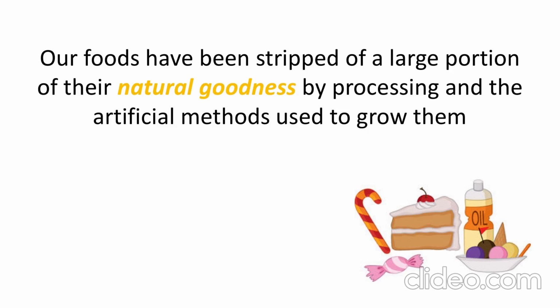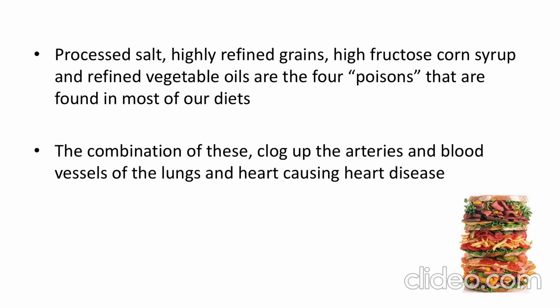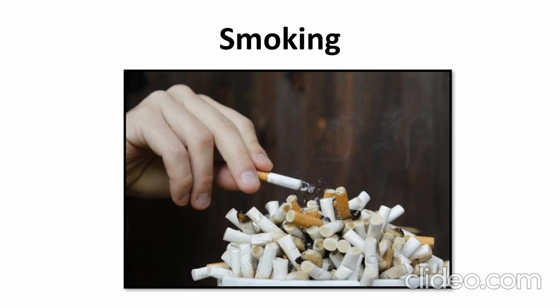Processed salt, highly refined grains, high fructose corn syrup, and refined vegetable oils are the 4 poisons that are found in most of our diets. The combination of these clog up the arteries and blood vessels of the lungs and heart, causing heart disease.